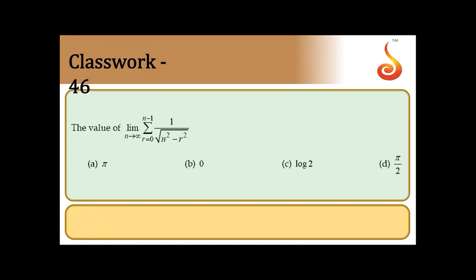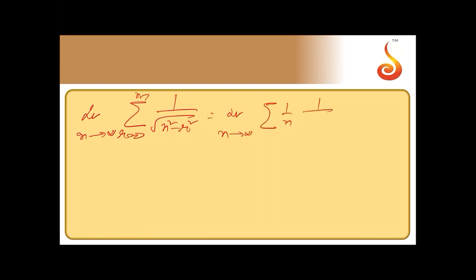Coming to the next one, the limit as n tends to infinity of the sum of 1 divided by root of n square minus r square, with r running from 0 to n minus 1. Take a common value: the limit as n tends to infinity of the sum of 1 by n into 1 by the square root of 1 minus (r by n) whole square. According to the formula, the limit as n tends to infinity of 1 by n times the sum of phi of r by n can be replaced by the integral from 0 to 1 of phi of x dx.